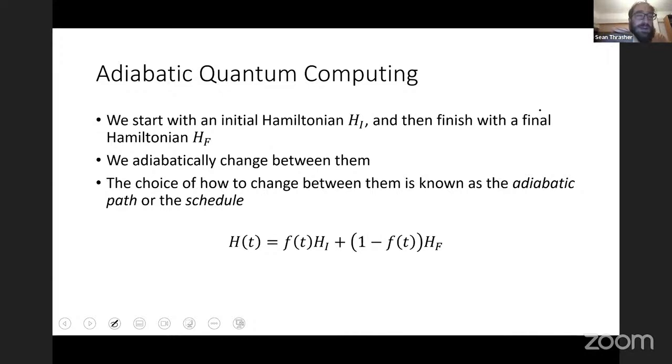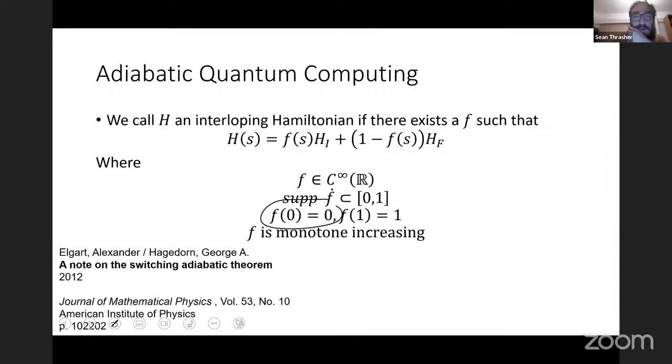So now I want to talk about how we can apply this to adiabatic quantum computing. As I hinted before, you want to start with some initial Hamiltonian and end up in a final Hamiltonian. And you do it with a function here. The function has to be 0 at time t equals 0, and it has to be 1 at time t equals 1. And s here is defined to be the ratio of the time to the total time.